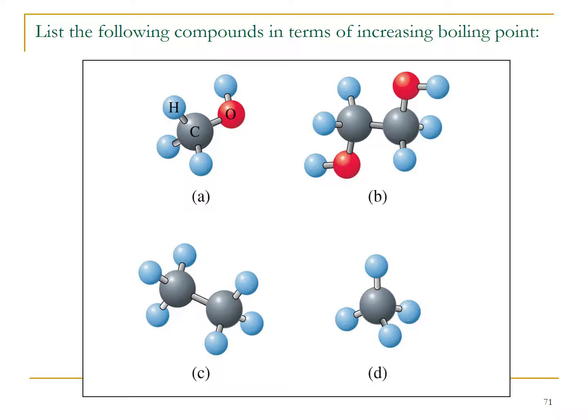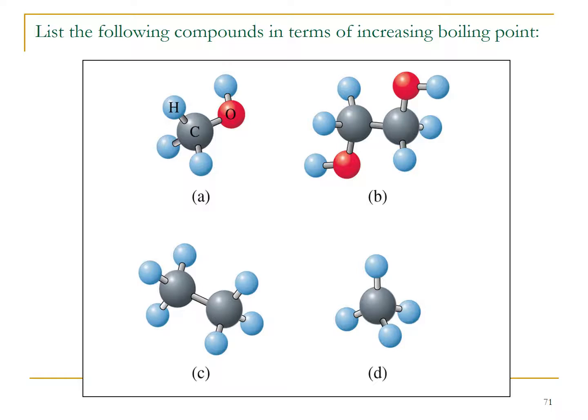Okay, so now let's look at another example. List the following compounds in terms of increasing boiling point. So be really careful, know if it's increasing or decreasing, and know what the term is. Increasing boiling point means weakest attractions to strongest attractions. If you look at these molecules, the reason they're drawn out is to help you see the shape of the molecule as well.